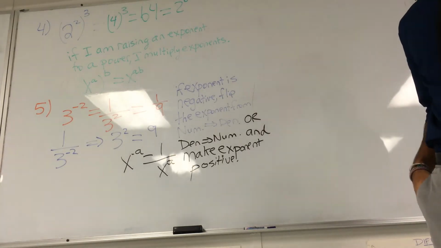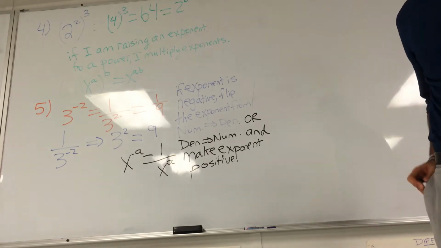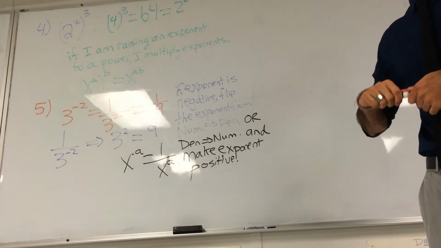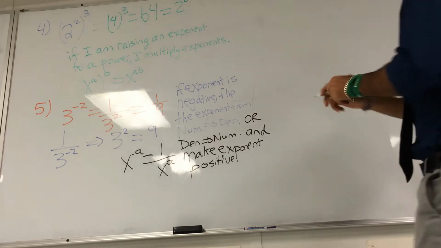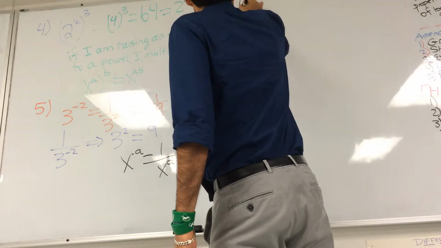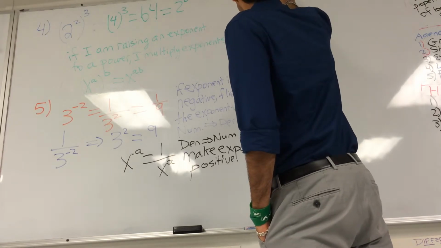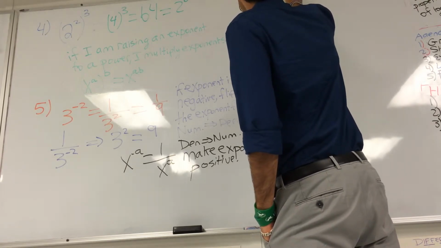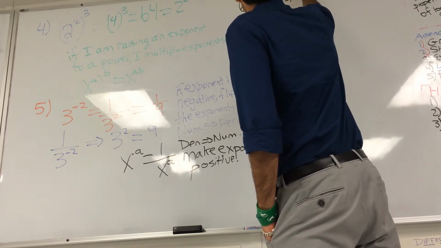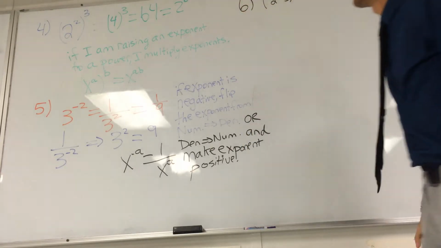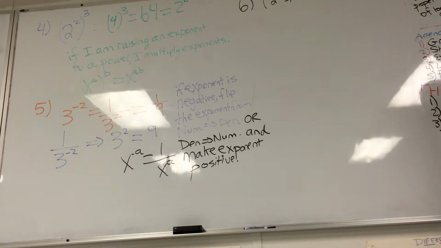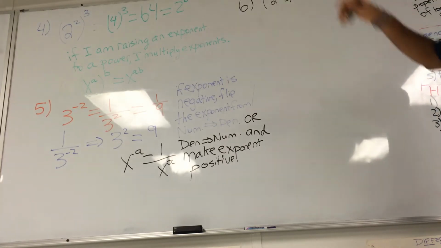Any questions on properties 1 through 5? All right, we can pick up number 6 here. Number 6 says, if I have the problem 2 times 3 cubed, 2 times 3 cubed, and I'm purposely writing it out this way because I want to illustrate the rule.